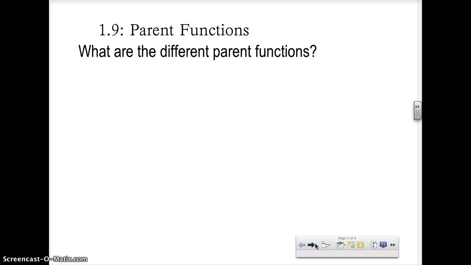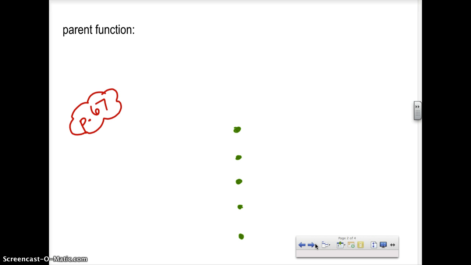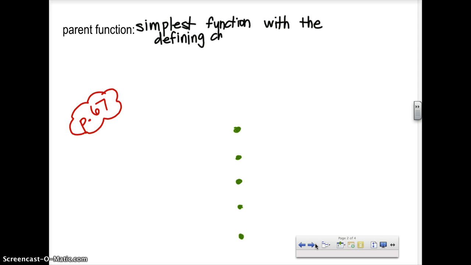First of all, parent function. A parent function is the simplest function that has the characteristics of that family. So it's the simplest function with the defining characteristics of that family. It's the most basic function that has the same graph as a bunch of other functions. All functions in the same family look the same. They just have been transformed a little bit.